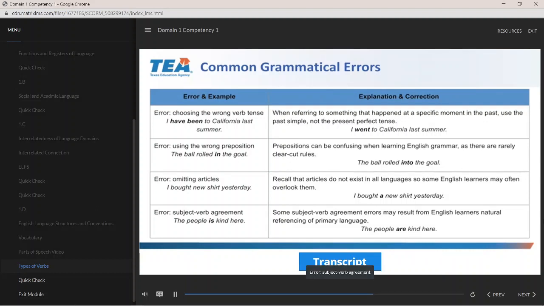Error, subject-verb agreement. Example, the people is kind here. Explanation, some subject-verb agreement errors may result from English learners' natural referencing of their primary language. Correction, the people are kind here.